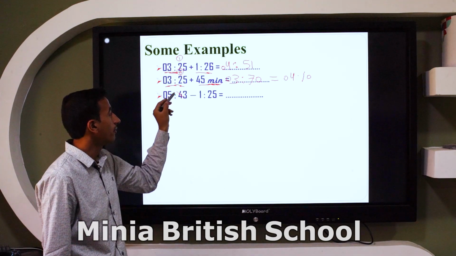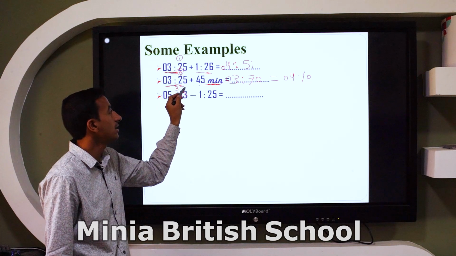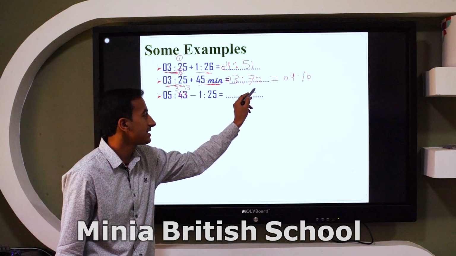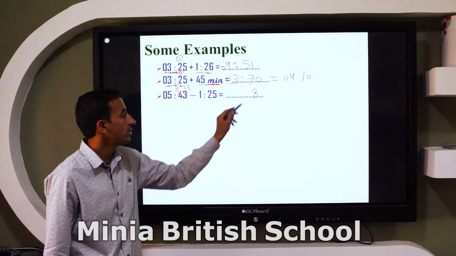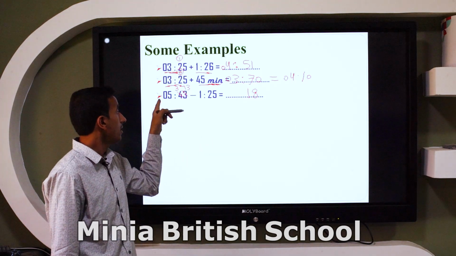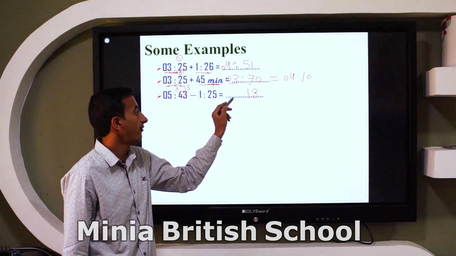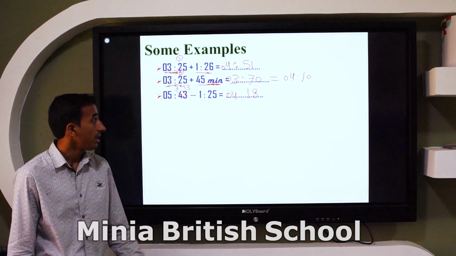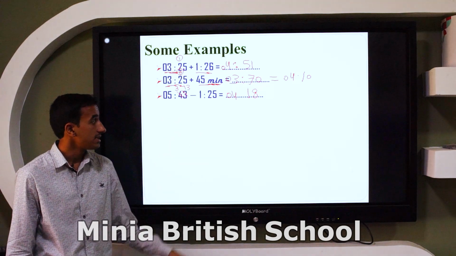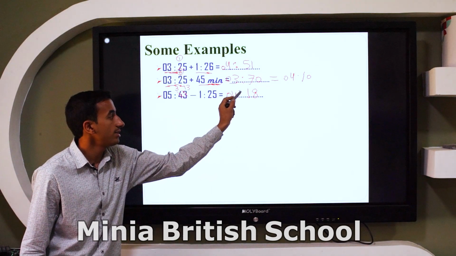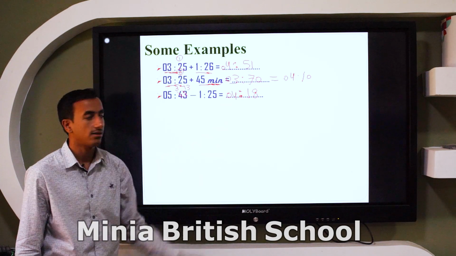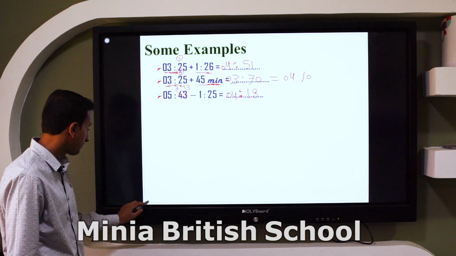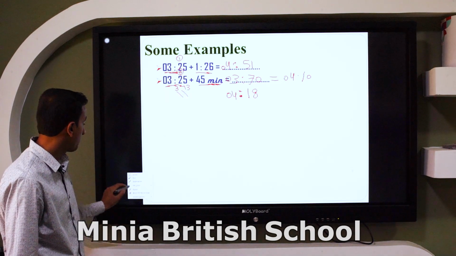I can take one from 4, it will be 3, and the 3 will be 13. Excellent. 13 minus 5 is 8. Yes. And 3 minus 2 equals 1. 5 minus 1 equals 4. So 5 hours and 43 minutes minus 1 hour and 25 minutes is equal to 4 hours and 18 minutes. Is it clear?